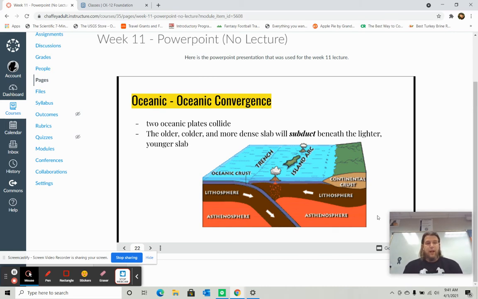So here's what we see in oceanic convergence. Two oceanic plates are colliding, and then the older, colder slab, because it's more dense, will subduct beneath the lighter and younger slab. And so we can see as the crust is being driven down in here, it gets to a point where it heats up and it melts, and it starts to rise because of density differences through the crust to create volcanoes.